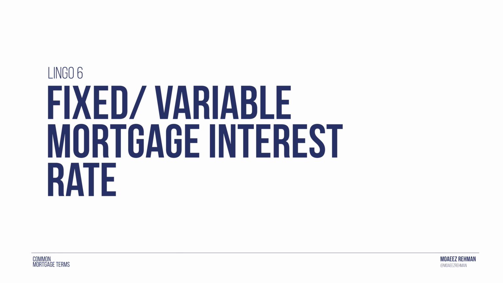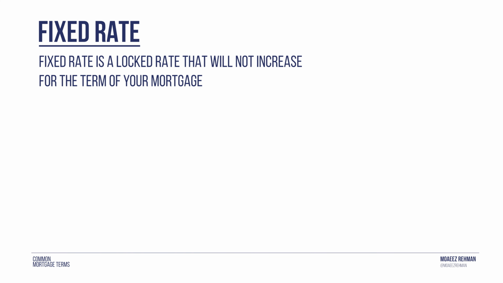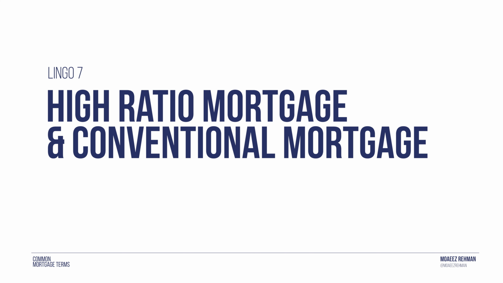Next up, we have your fixed and variable mortgage interest rate. A fixed rate is a locked in rate that will not increase for the term of your mortgage. A variable mortgage is an interest rate that can fluctuate based on the changes to the prime rate at the lending institution. Next up, we have high ratio mortgage and conventional.